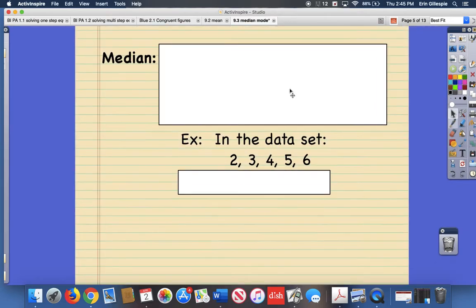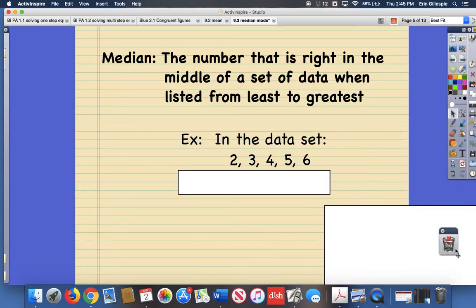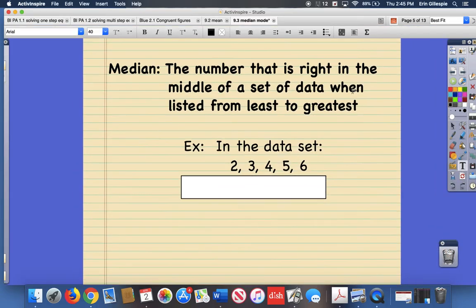All right, median. Median is just the number that's right in the middle, but here's the key part. When that data is listed from least to greatest, okay? So it can't just be the middle number when the data is in a random order. You have to make sure that data is in order from least to greatest first, then you can find the middle number. Now, a middle number means there's the exact same amount of data to the left and to the right of it once you list it out. If there's 2 numbers to the left and 3 numbers to the right, then that's not the middle, okay? So if I look at this data set here, 2, 3, 4, 5, and 6, I've got 5 pieces of data. So that means there's definitely going to be a middle.